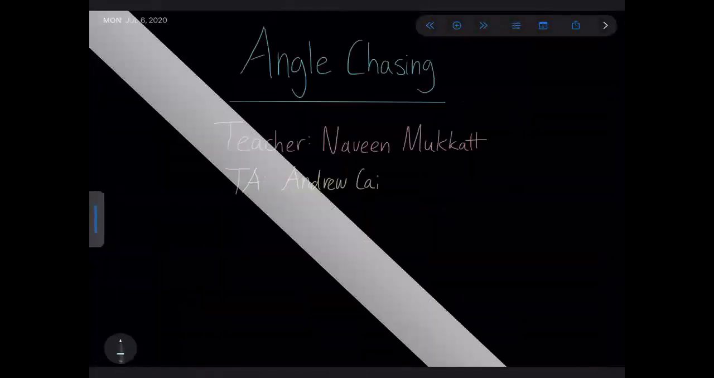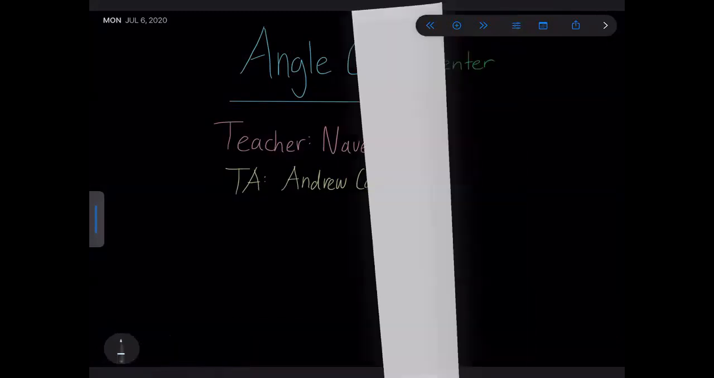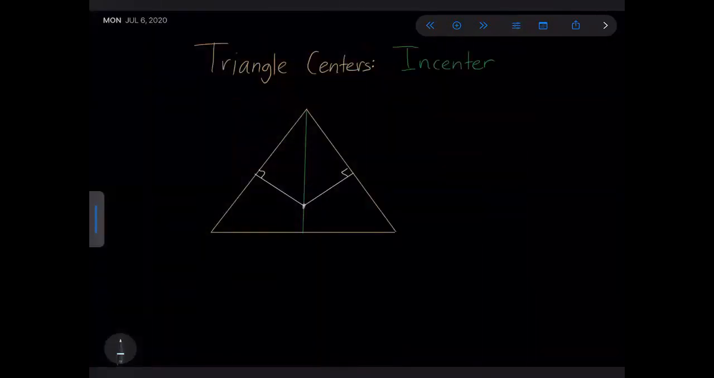All right, today's topic is angle chasing. If you don't know what angle chasing is, it's pretty self-explanatory. You just find a bunch of angles by using other angles. There's not really much else to describe it. Before we start with actual angle chasing, we gotta introduce a few things.